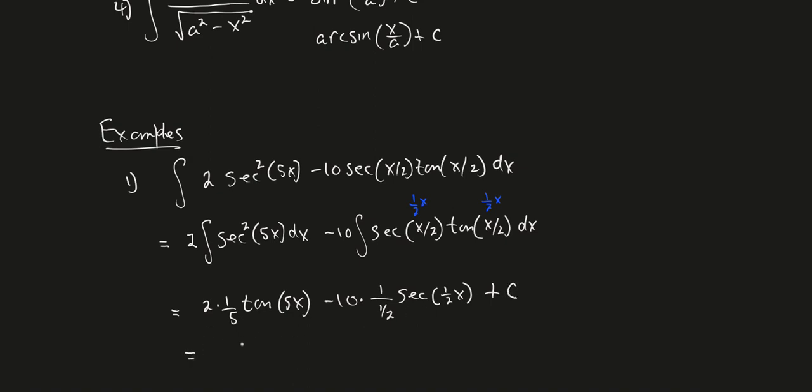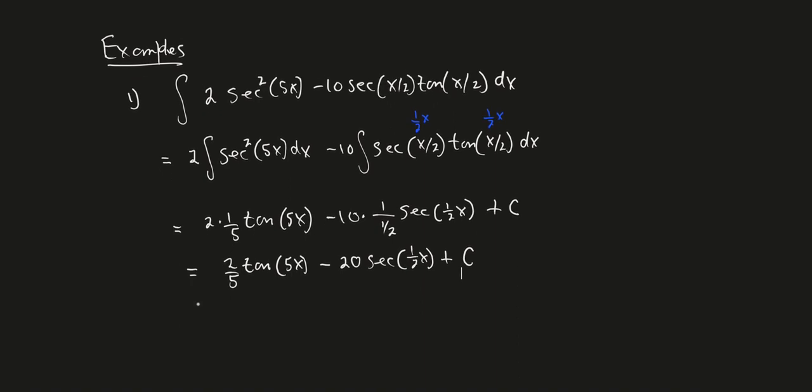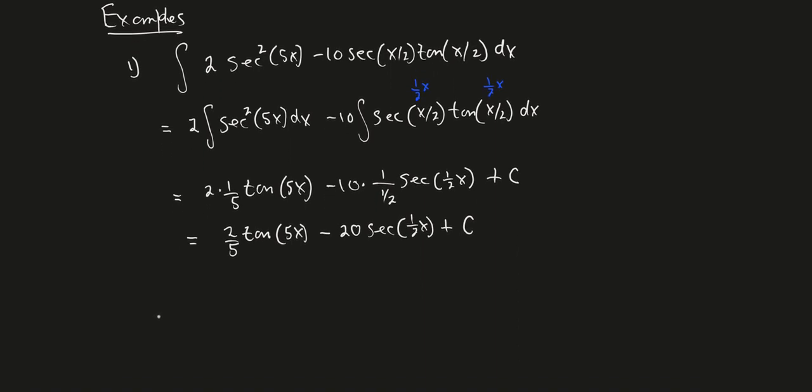So then our final answer is 2/5 times the tangent of 5x minus 1 over 1/2 is 2. 10 times 2 is 20. So this is minus 20 times the secant of 1/2 x plus c. Right, there we go. And then our last example is going to involve our inverse trig function.